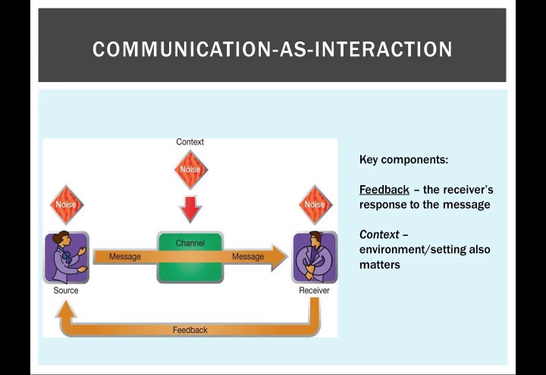So going to the next model, again, we're building upon the communication as action model. The communication as interaction model is also considered a linear model. It's just going in two opposite directions. So the source is sending a message to the receiver, as we saw in the first model. However, we have the receiver who's sending some sort of feedback to the source, and that is a response message going from the receiver to the source.